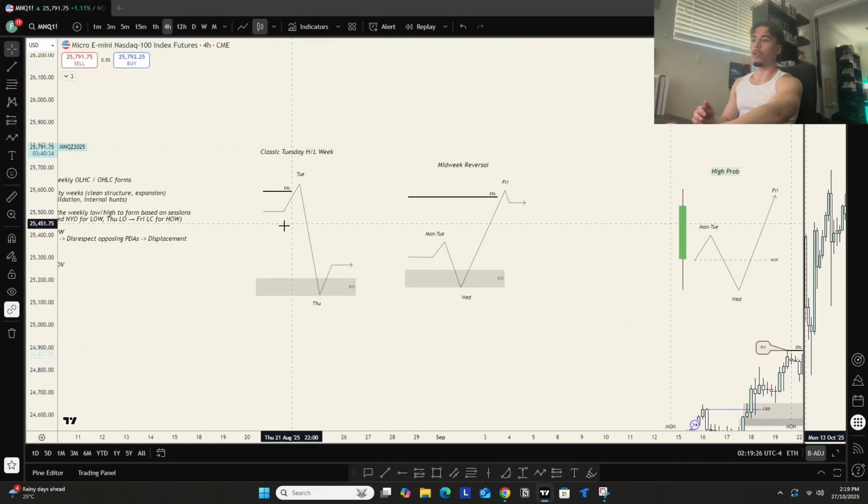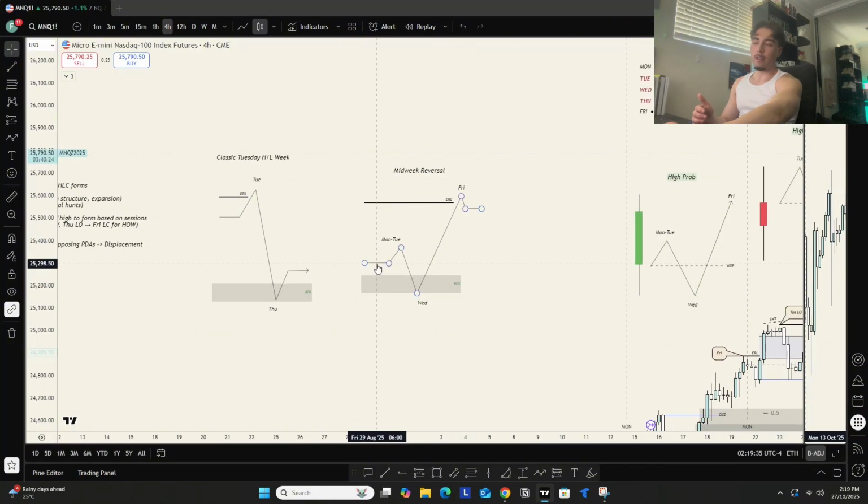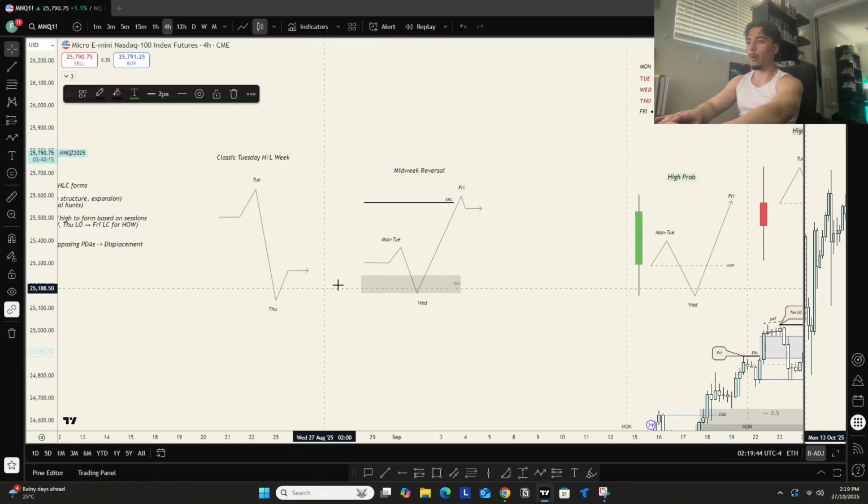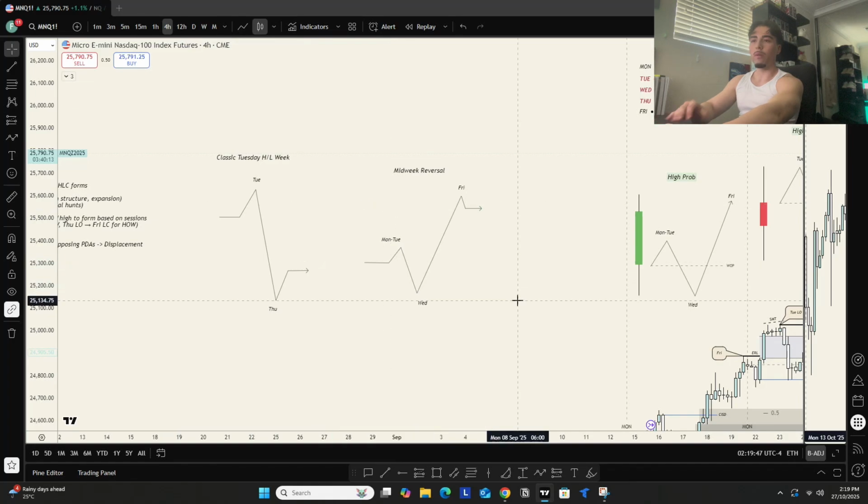But here I've just shown you two examples. You can see that price will look for an external range liquidity and then after, rebalance into an imbalance, like a BISI here. And then in this example, you can see that Wednesday came into an IRL target like this, and then we traded into ERL. So that's the basis of all my trades and what I'm looking for when finding bias and things like that.